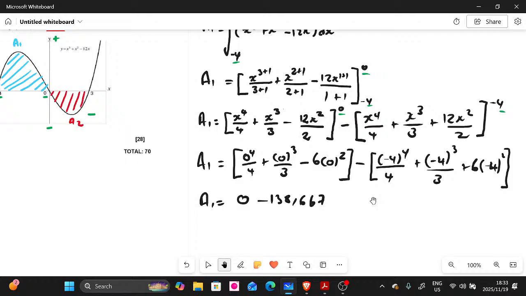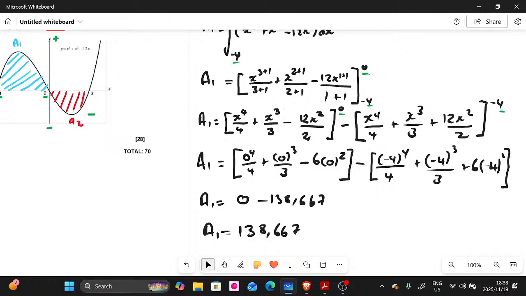Okay, we have, oh yes, it's positive. Oh, it is positive, guys. It is positive because we have negative here, so it's going to be negative there, right? I hope you can see that. Just because we have negative, it's going to be negative. So now, don't write it as negative, just write it as positive. It's going to be 138,667. So this is area 1.